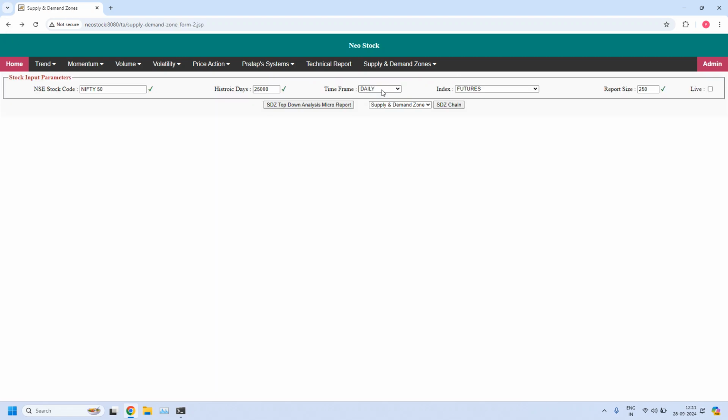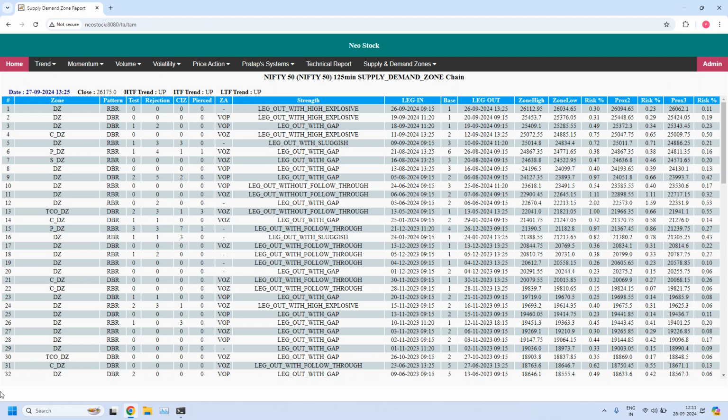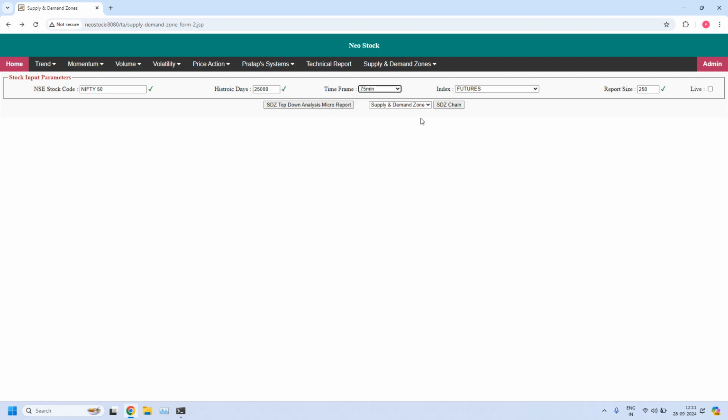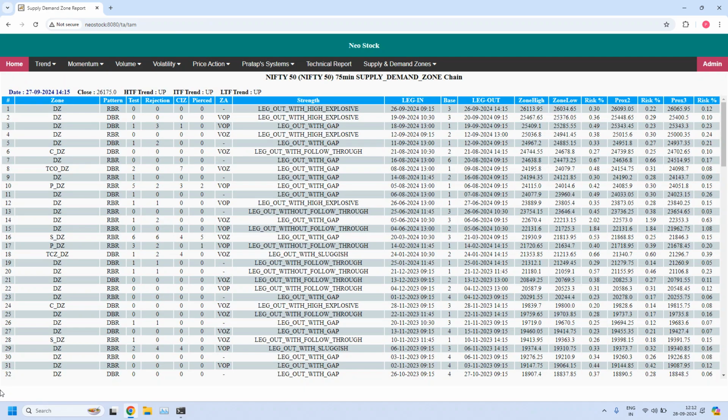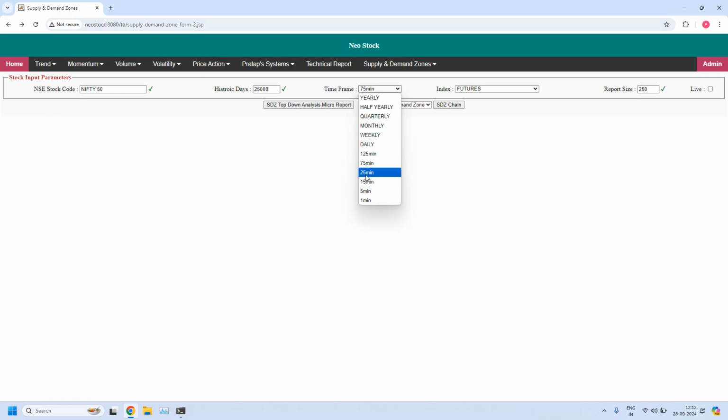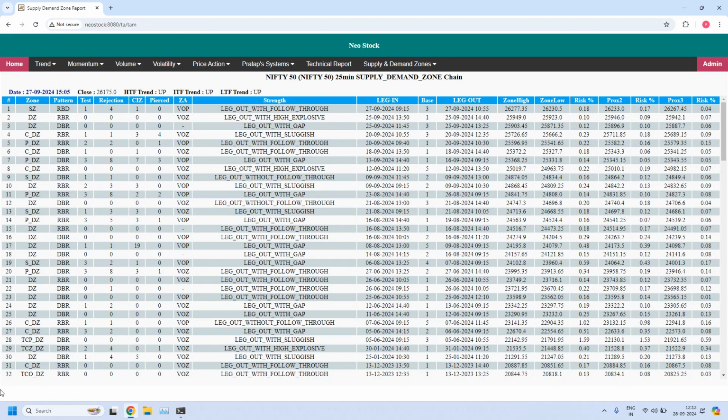The next time frame is 125 minutes, generating 125 minute supply demand zone chain for NIFTY. The next time frame is 75 minutes, generating 75 minute supply demand zone chain for NIFTY. Okay, the next time frame is 25 minutes, generating 25 minute supply demand zone chain for NIFTY.